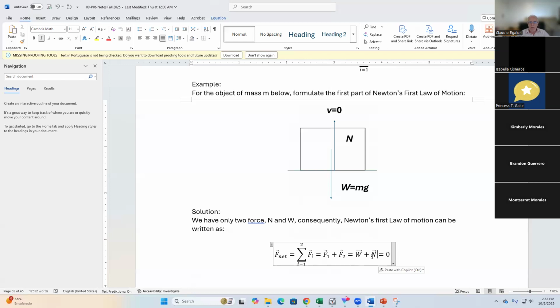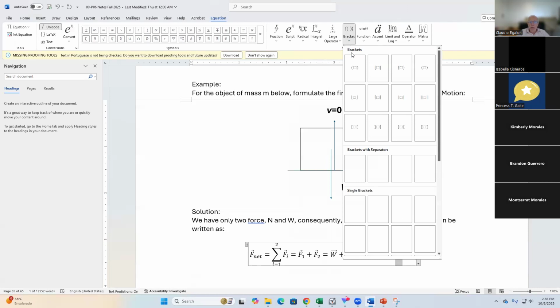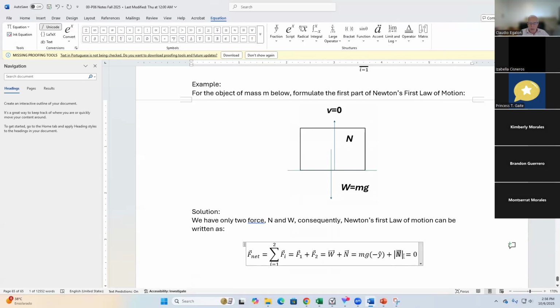Okay, equal to 0. Both forces are on the vertical direction, so we can go ahead and write that down here. mg is going to be in the negative y hat direction. The normal force is going to be in the positive direction, so we can put positive here.